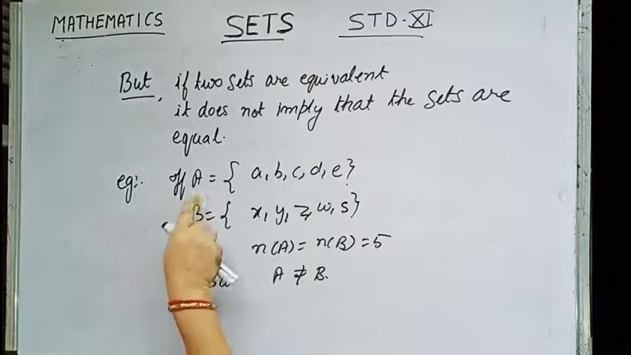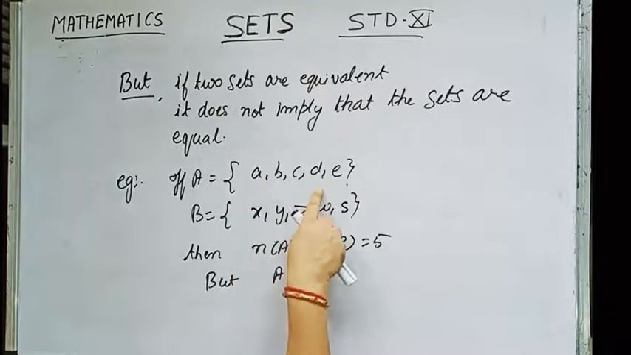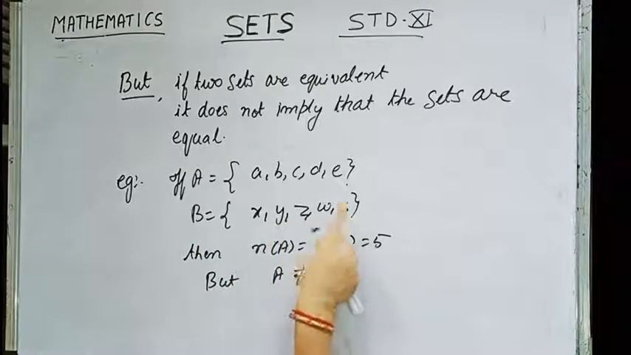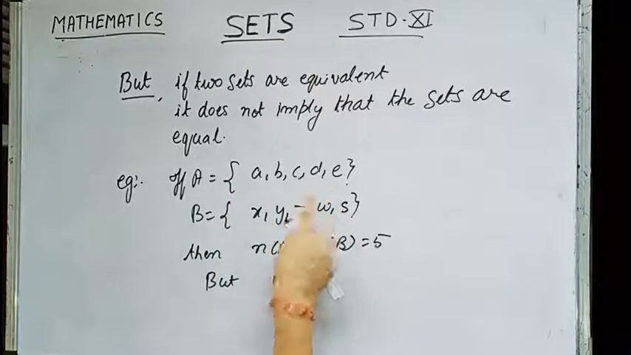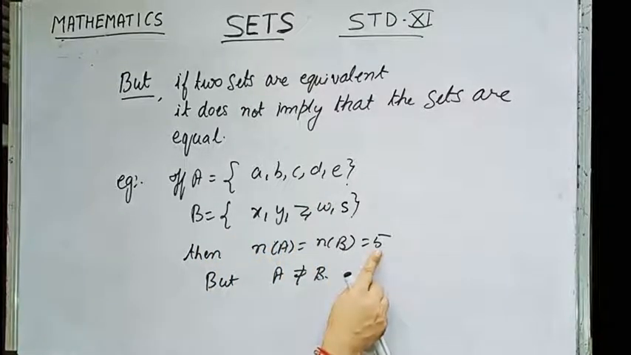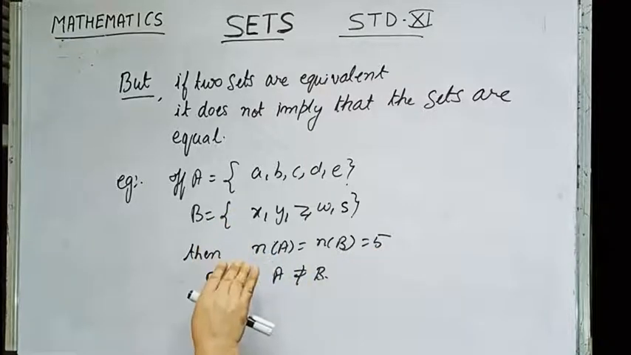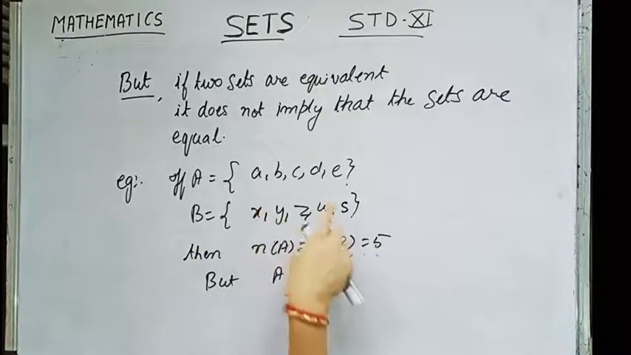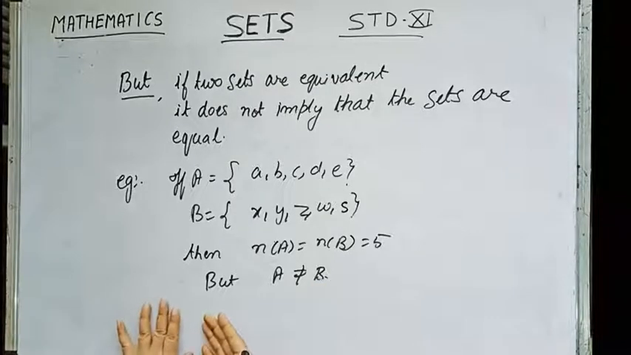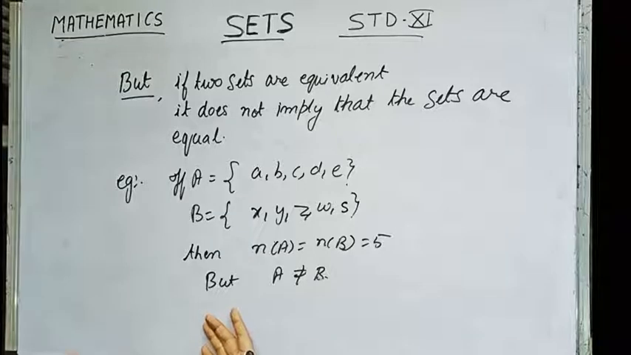For example, if A equals {a, b, c, d, e} and set B equals {x, y, z, w, s}, then obviously the number of elements in A is 5 and the number of elements in B is 5. So we can write n(A) equals n(B) equals 5. That is, these two sets are equivalent, but since the elements are not the same, we cannot write A equals B. So A not equal to B, that is A and B are not equal sets. So I think, children, you understand the difference of equivalent and equal sets. Equal sets imply equivalent, but equivalent sets do not imply equal.